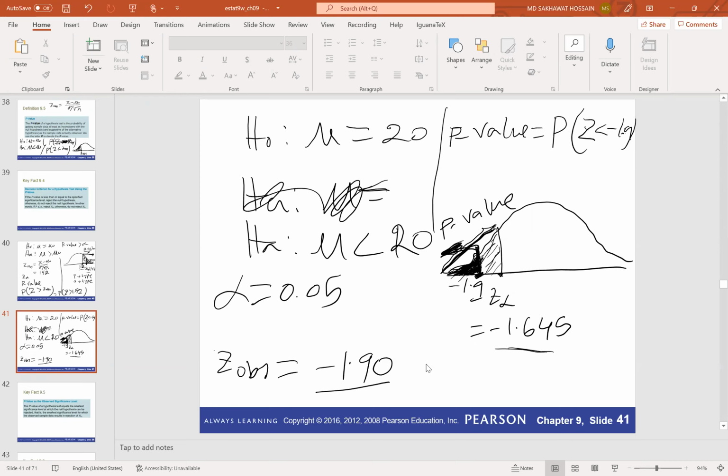Yeah, the p-value is less than alpha, right? So the p-value is smaller than alpha, and we rejected the null hypothesis, right? So here the p-value is less than alpha and we rejected the null hypothesis.